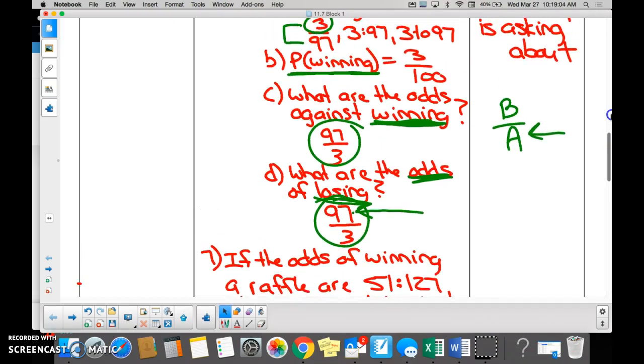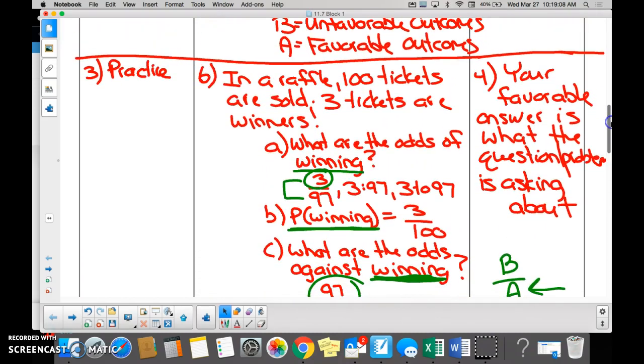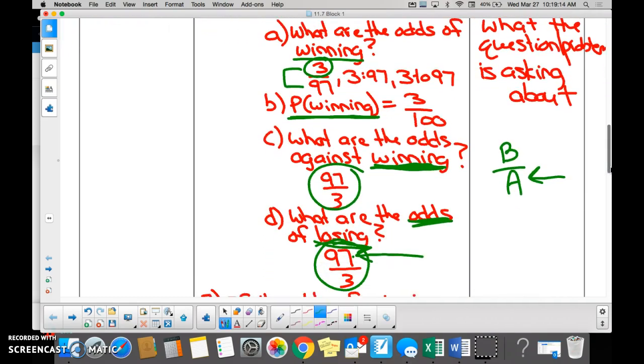I'm going to slide up to my cheat sheet. This is what I said for my cheat sheet. Your favorable answer is what the question or problem is asking you about. So again, if we slide down, I'm asking you about winning right here, and I'm asking you about losing right here. So whatever's being asked about is the favorable. You guys okay with that? Yeah. Okay.